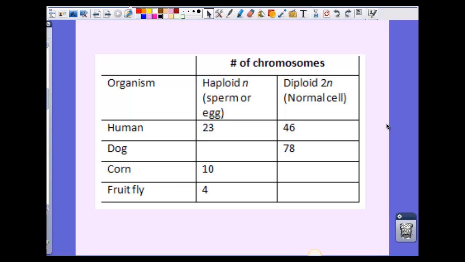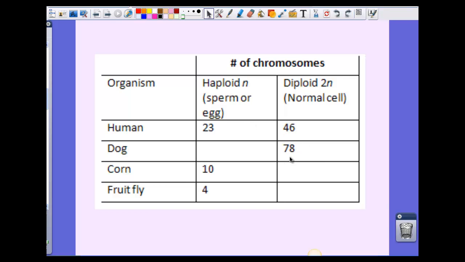What I'd like for you to do is to use your awesome knowledge of math and try to imagine and come up with the number of haploid chromosomes and diploid chromosomes in some other types of animals or other types of organisms. Humans, remember, have a diploid number of 46. We have a total of 46 chromosomes. Half that would be haploid, the N number, which is 23.